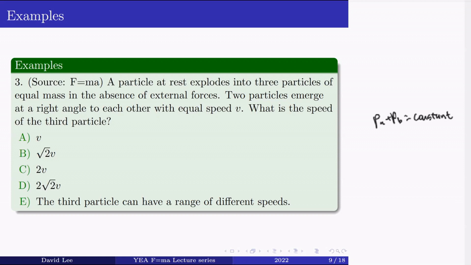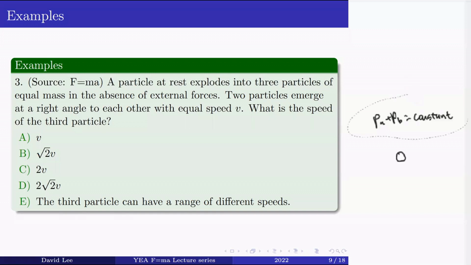And for this one, it looks like everyone chose B, which is good because B is kind of correct. Okay, so what's going on here? Well, we have one particle, and initially it's just sitting there. It has no momentum. Okay.